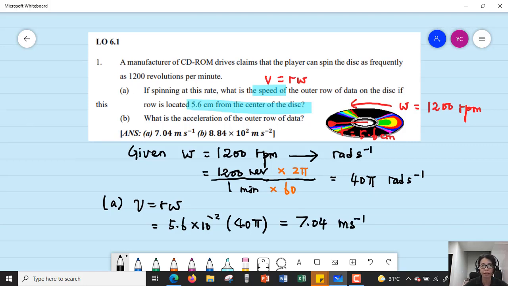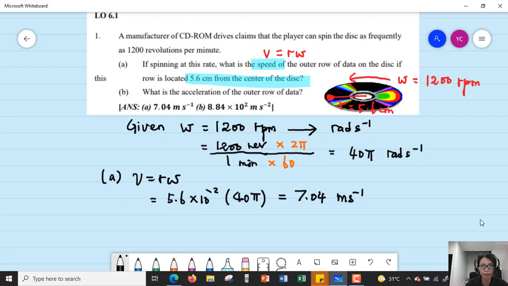Okay, then the second question: what is the acceleration of the outer row of data? This CD is doing circular motion, so the data will move in a circular path, so it will have centripetal acceleration. So the acceleration here refers to the centripetal acceleration. The formula to calculate centripetal acceleration is V squared over R. Why do I use this one? Because I already know the speed.